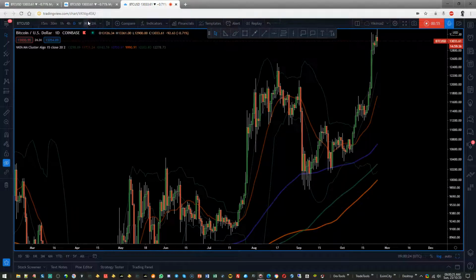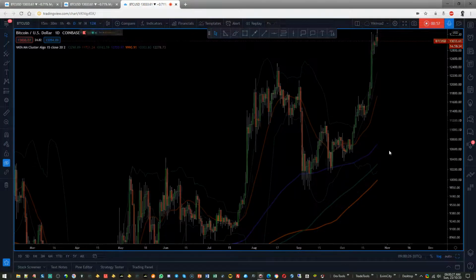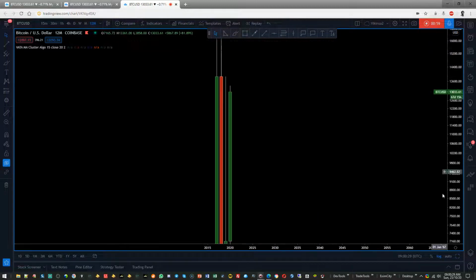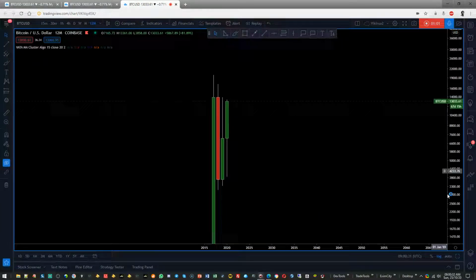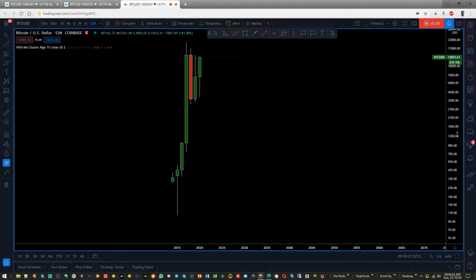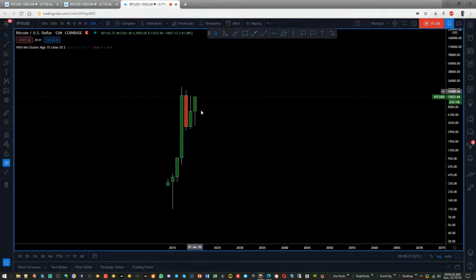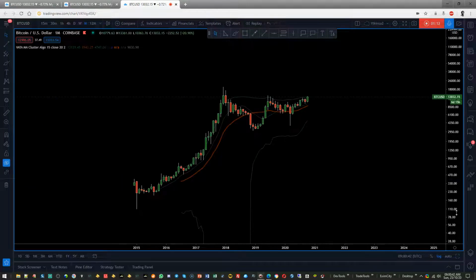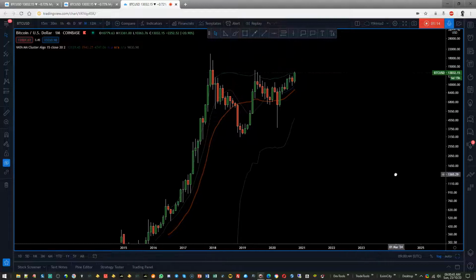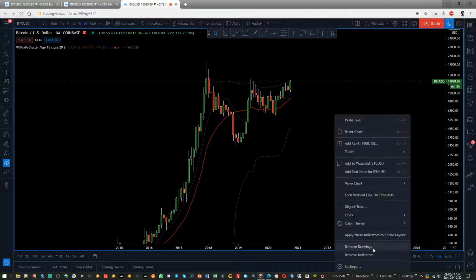What we are going to do is start from the monthly time frame. In fact, we can go to a yearly time frame to see what has been happening. But you will notice that there has not been much history in here, so we cannot use it for technical analysis as of now. So let's look at the monthly time frame. On the monthly time frame, I'm going to quickly remove the previous drawings.